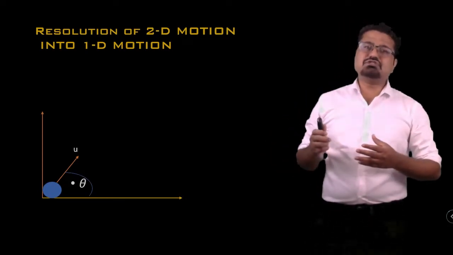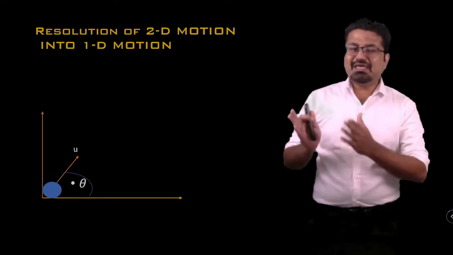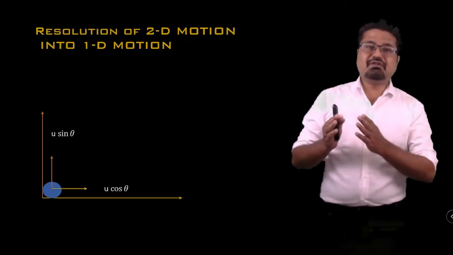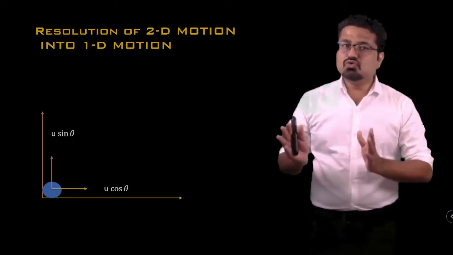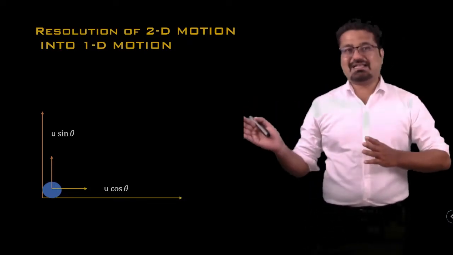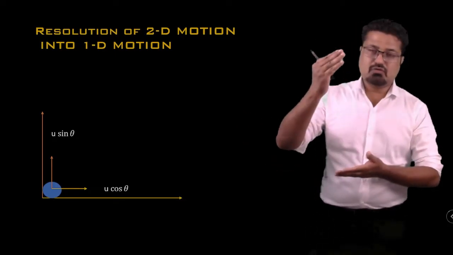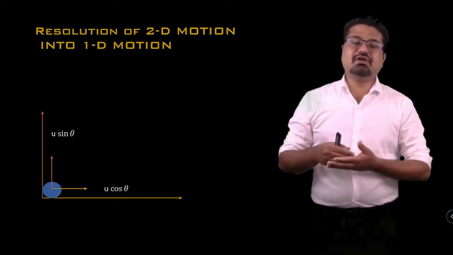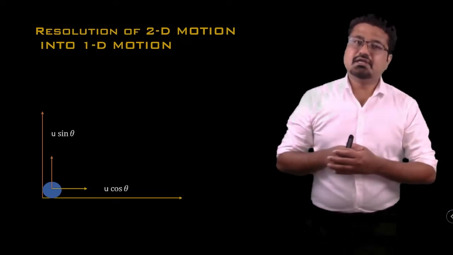Now our first job is to make this complex two-dimensional motion simpler. So we will resolve this two-dimensional motion into two separate one-dimensional motions. One along the x-axis, which is the horizontal direction, and second along the y-axis, which is the vertical direction. And we will take upward direction as positive. So downward direction will become negative.